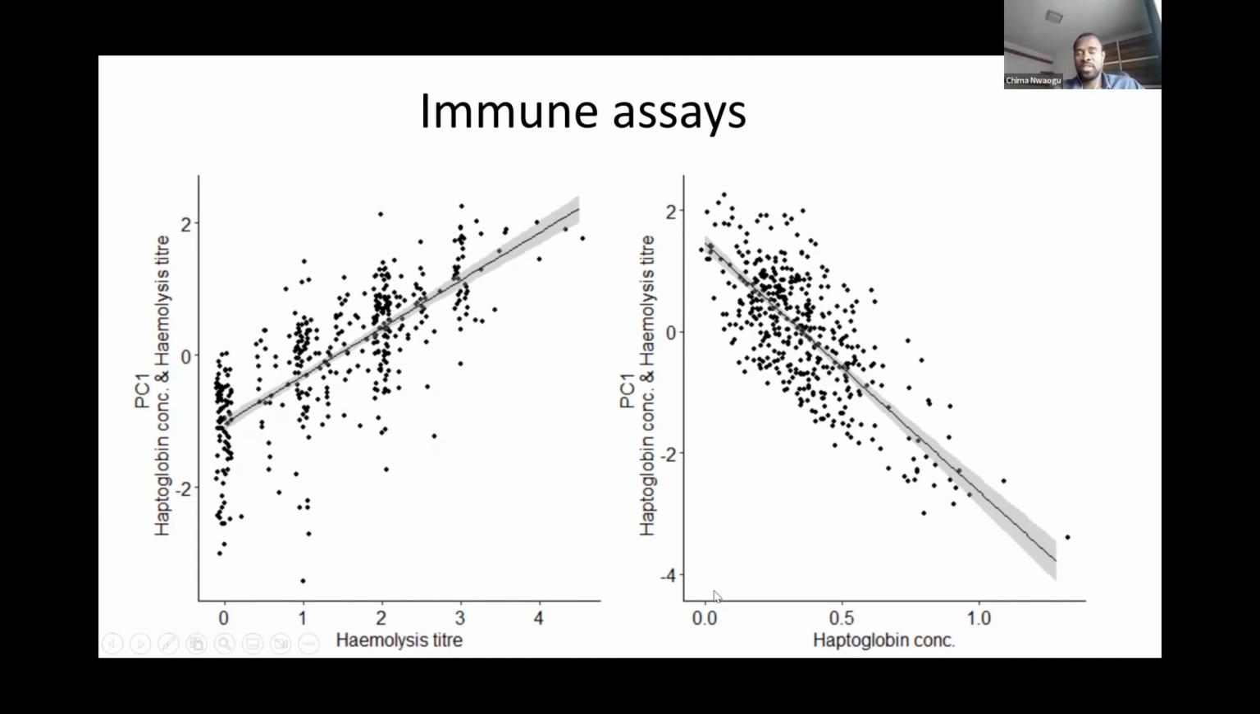So a high PC1 here would actually mean high haemolysis titer and low haptoglobin concentration, while a low PC1 means high haptoglobin concentration and low haemolysis titer.